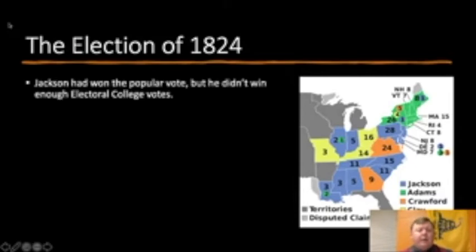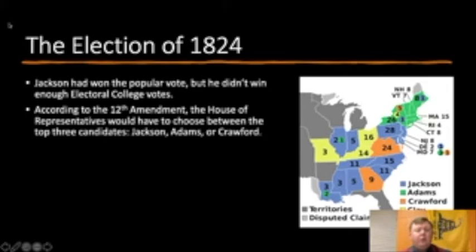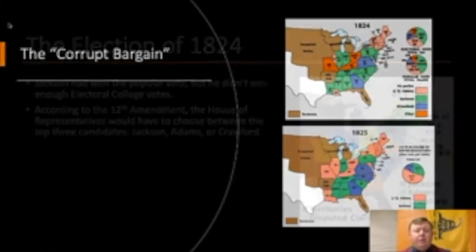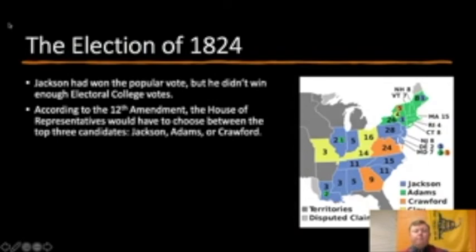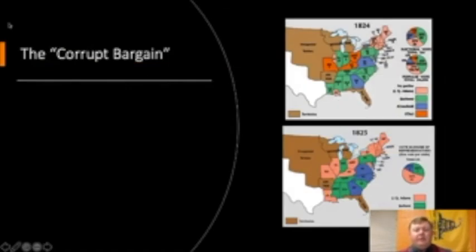In the election of 1824, Jackson had won the popular vote, but he didn't win enough electoral votes. So according to the 12th Amendment, the House of Representatives would have to choose between the top three candidates. The top three vote getters were Jackson, Adams, and Crawford. So the House of Representatives would have to choose between those three men. So it goes to the House of Representatives. This becomes known as the corrupt bargain.